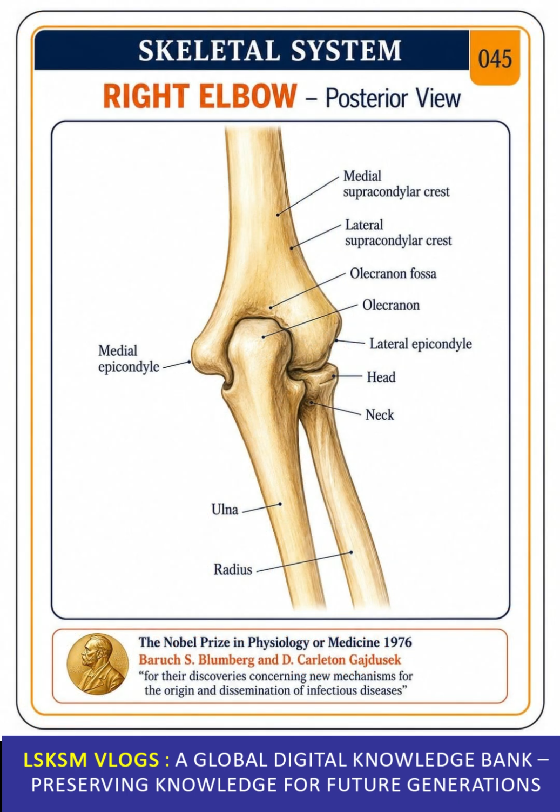Right elbow, posterior view. The posterior view shows the olecranon process of the ulna. It provides stability and enables powerful extension of the forearm.